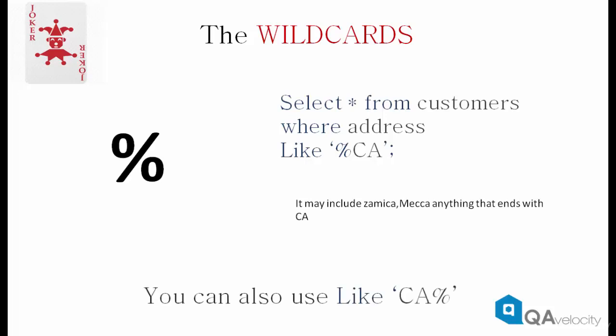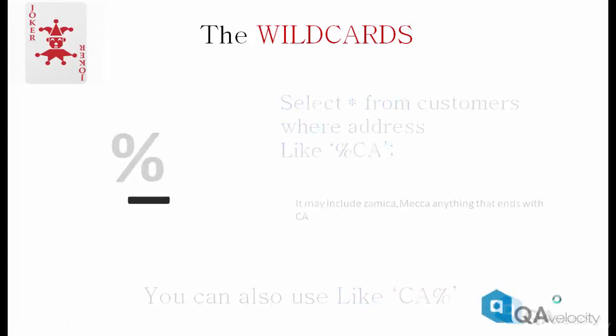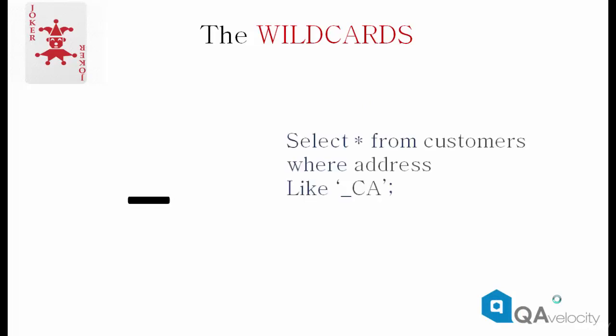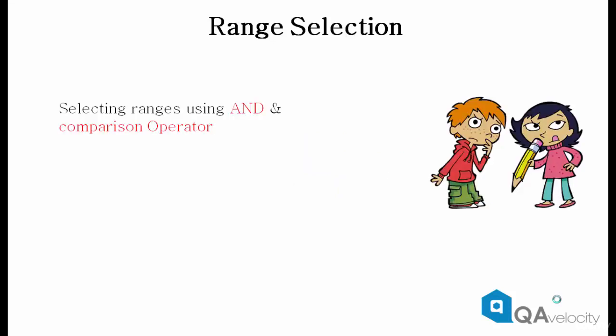Please note that you can also use this sign after California and it will return all the values that start with California. Same as percentage, we have another wildcard character as well. So our next wildcard character is underscore. If you see our query, select star from customers where address like underscore CA. It means it may return all the values that end with CA. But the catch is it is only used for one unknown character. So it may result in BCA, CCA.